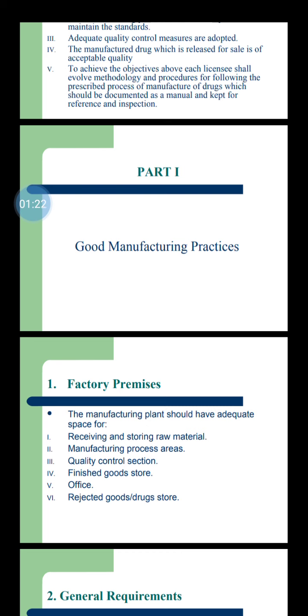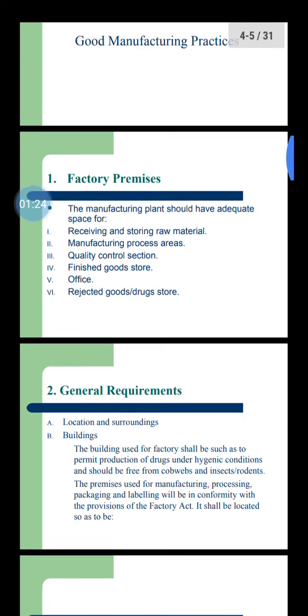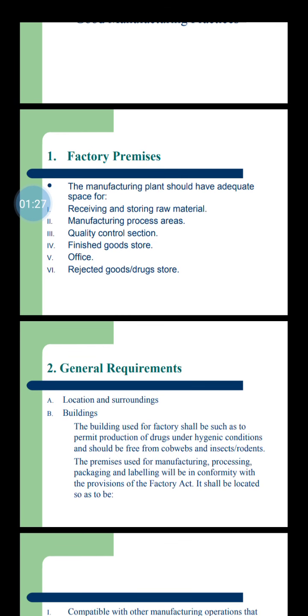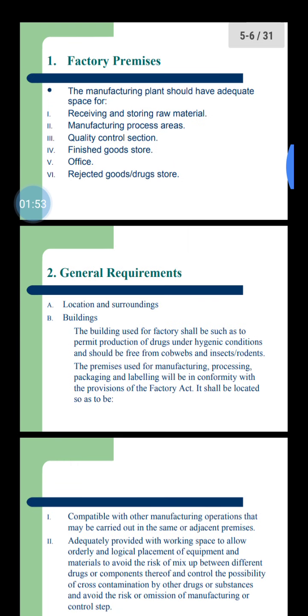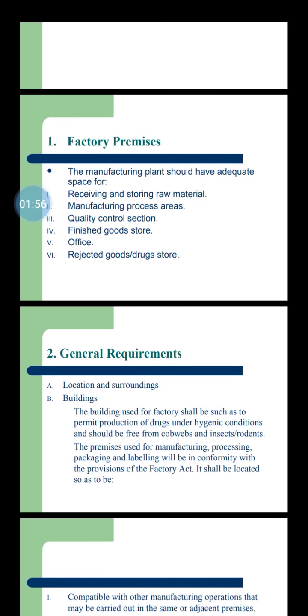In Part One, good manufacturing practices, you see about factory premises. What are the requirements for factory premises? The manufacturing plant should have adequate space for receiving and storing raw material, manufacturing process area, quality control section, finished goods store, office, rejected goods and drug store. These are required for factory premises.